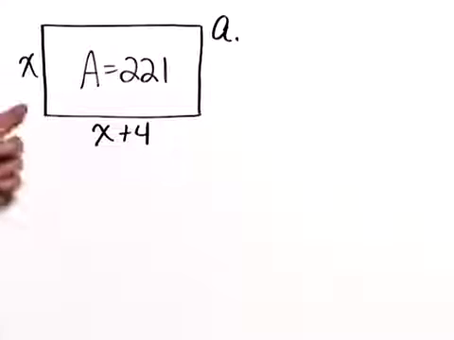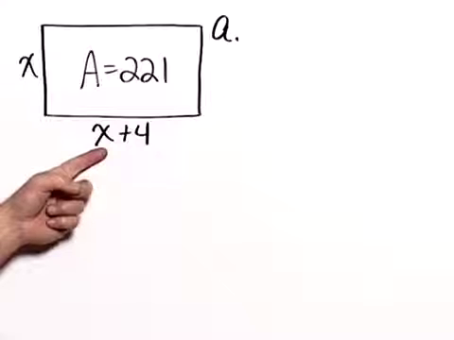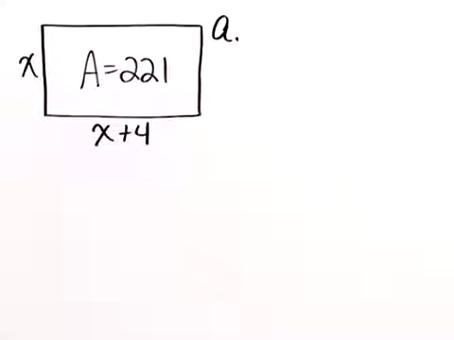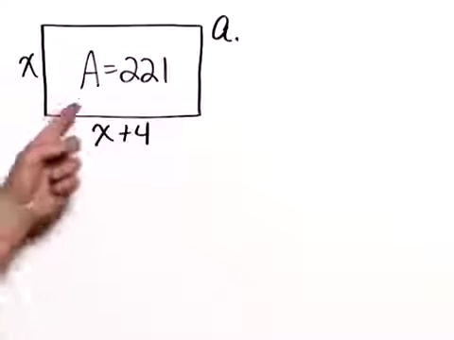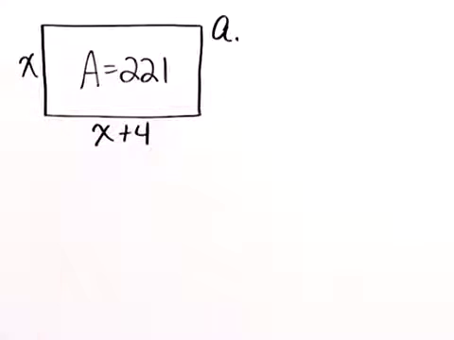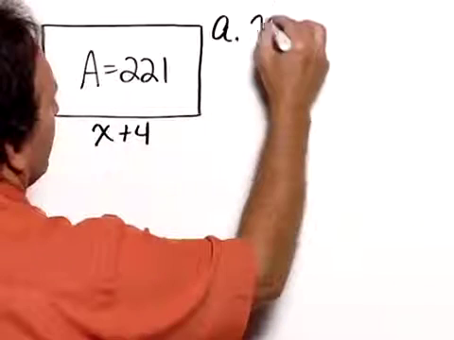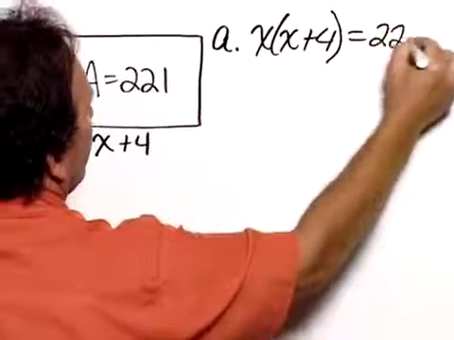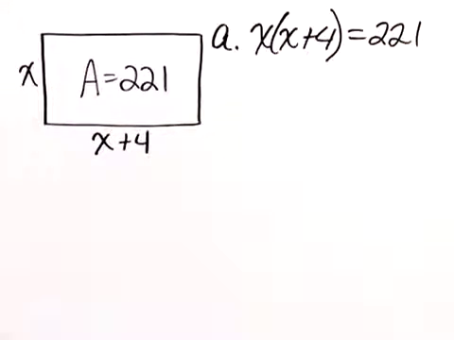So I've drawn a picture frame in which I've labeled the height as x, and therefore the width is x plus 4. I've also noted that the area of the picture is 221 square inches. To find the area, we multiply the height times the width, or in other words, x times x plus 4, and we know that area is equal to 221.